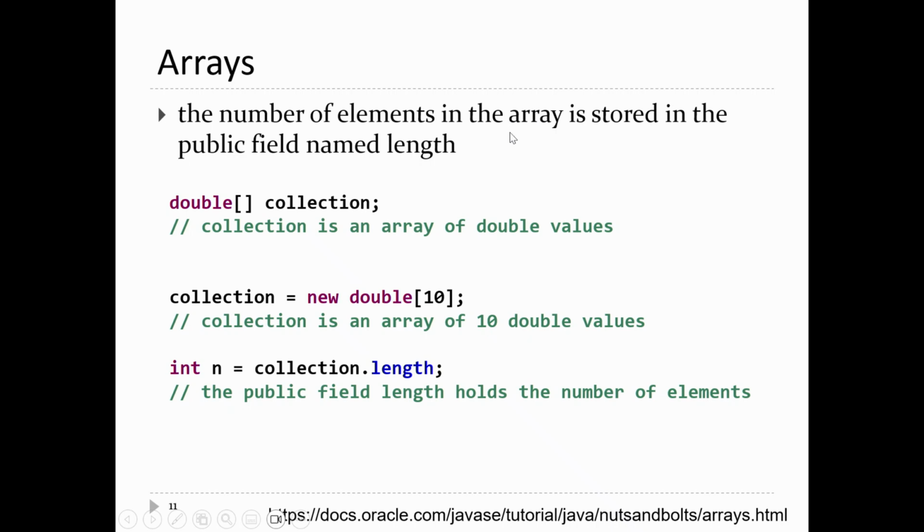The number of the elements in the array is stored in what's called a field, and its name is length. So when you write collection.length, this thing called length is actually a variable that belongs to the array. Variables that belong to an object are called fields in Java. And so collection.length, you're just accessing a variable that belongs to the array. You cannot assign a value to length. So if you write collection.length equals 3, the compiler will say that's an error. So this is a read-only variable that belongs to the array. The type of length is always int in Java.